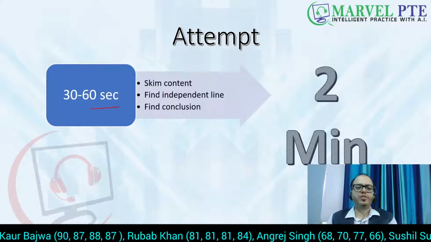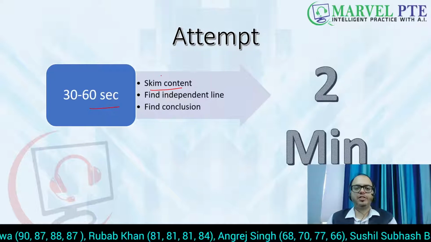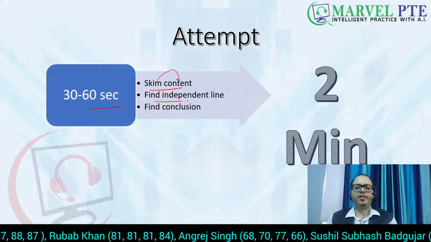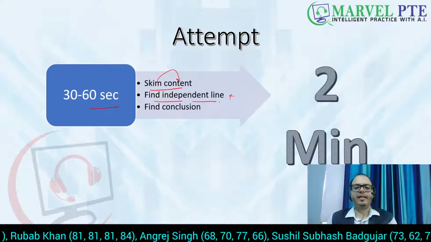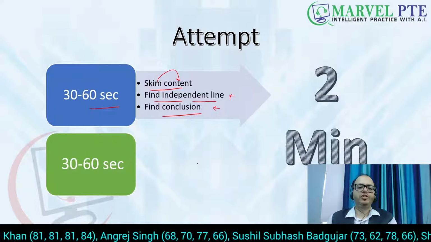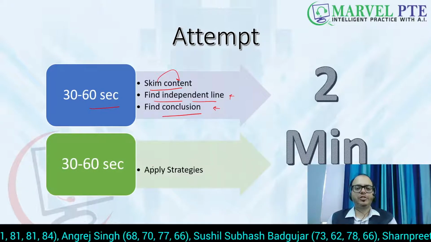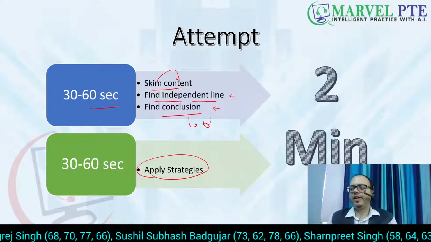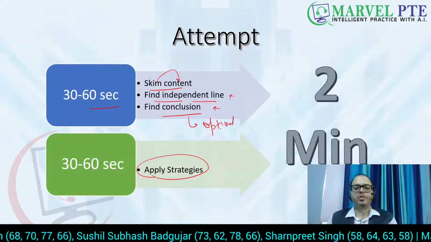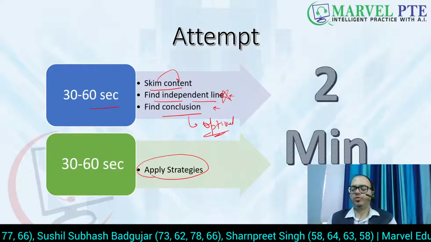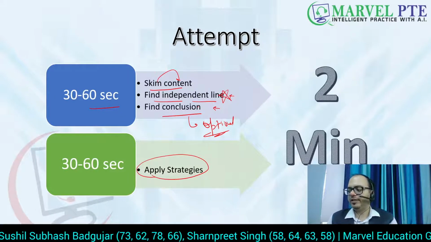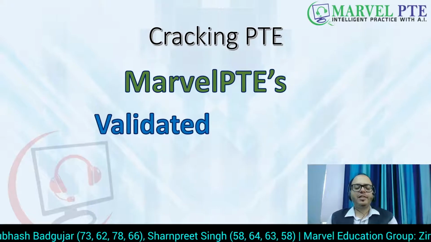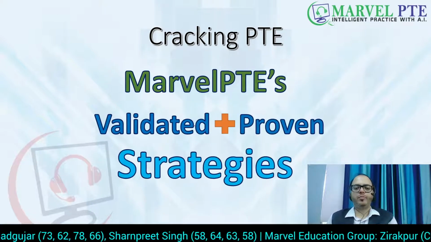So in first 30 to 60 seconds you are going to skim the content. आपको content skim करना है, then you have to find an independent line, and then you have to find a conclusion line, and in next 30 to 60 seconds you have to apply our strategies. Always remember finding concluding line can be optional, but independent line आपको जरूर पता होनी चाहिए कौन सी independent line होगी. And all the strategies which we teach are validated and proven strategies.